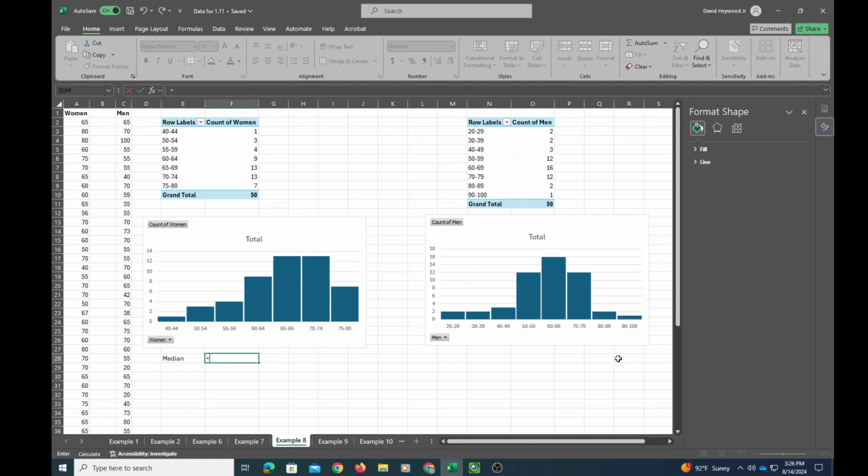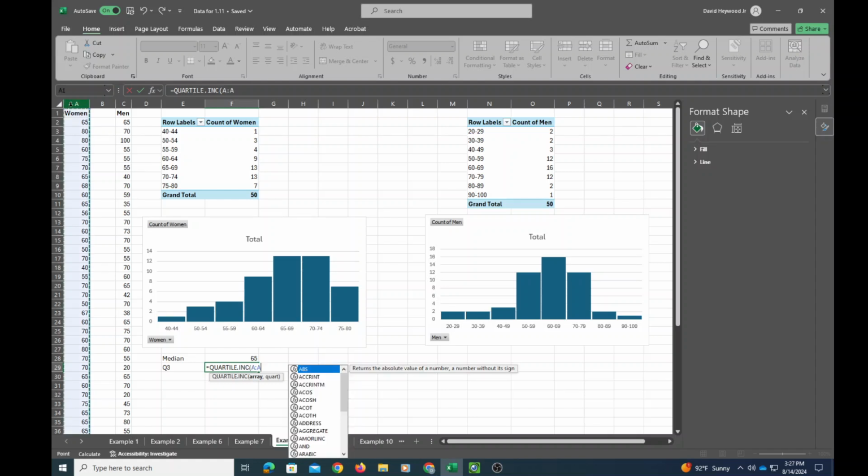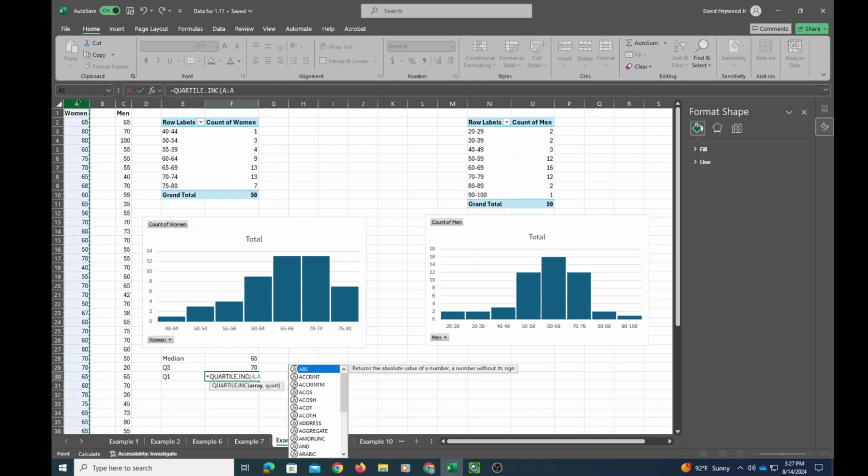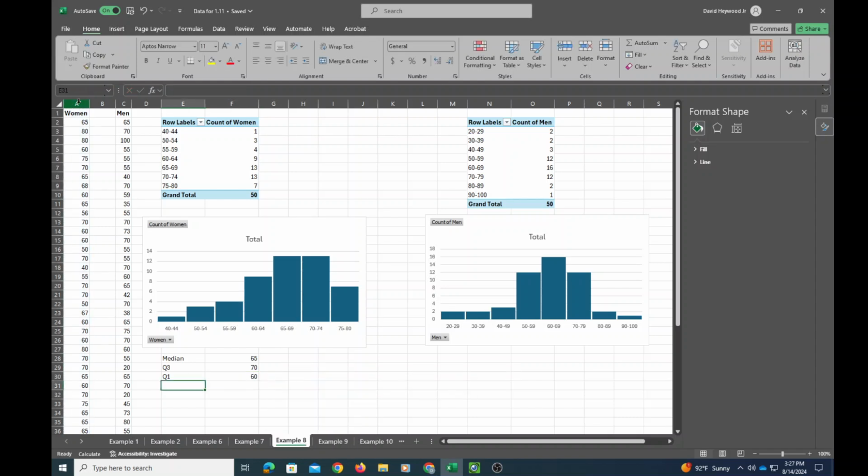So for the median, I'm going to say equals median. Click on the women. Okay. For the quartiles, Q3, I'll say equals quartile.inc. Select the women and say comma 3 so that I'm getting the third quartile. For the first quartile, I say equals quartile.inc. Select the women, comma 1 to get the first quartile.